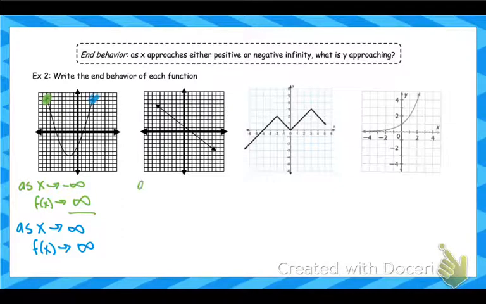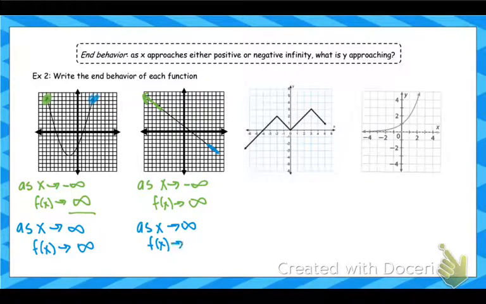All right, let's look at the next one. We're going to start with as x approaches negative infinity. What is y doing? As my x's get smaller and smaller, those y's are getting larger and larger. So f of x approaches positive infinity. Looking at the right side, as x approaches positive infinity, my y's are getting smaller and smaller, so they're approaching negative infinity.